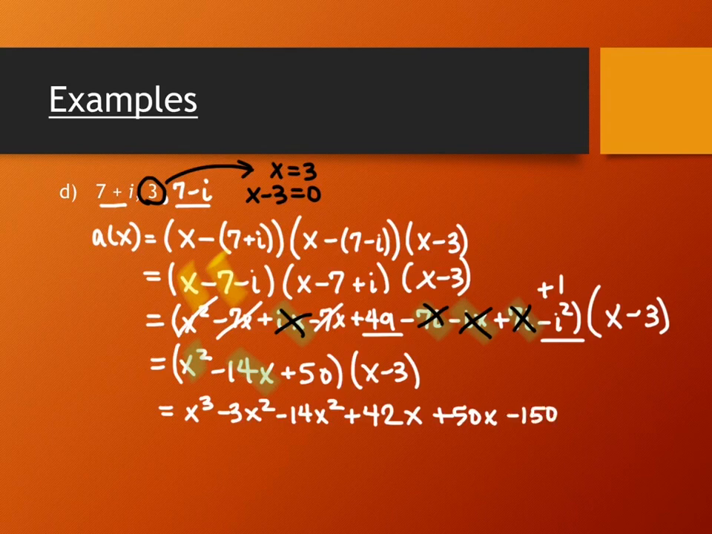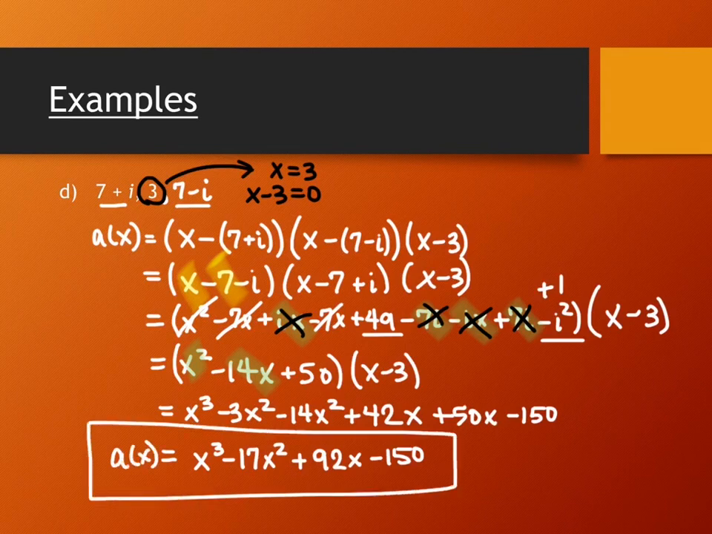Very nice. Are there terms that combine? Yes. I've got my x cubed. It doesn't combine with anything. Then what do I have? Negative 17x squared, plus 92x, and minus the 150. And the name of our equation that I had used was A of x. Any questions on that?